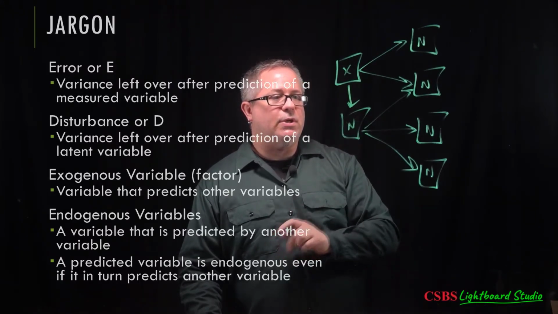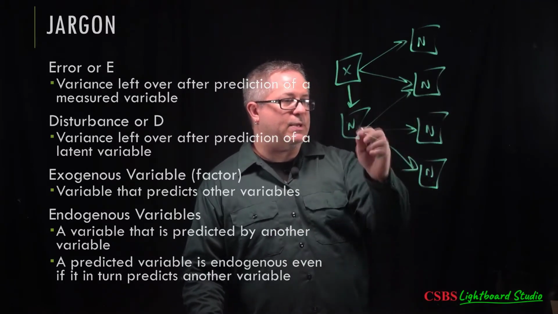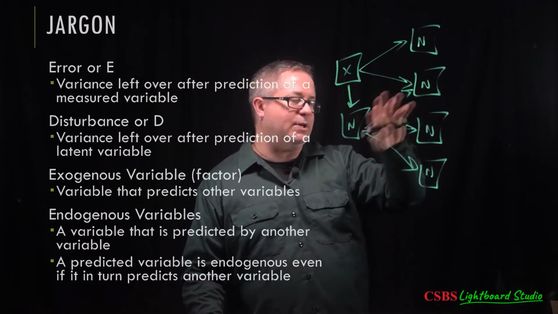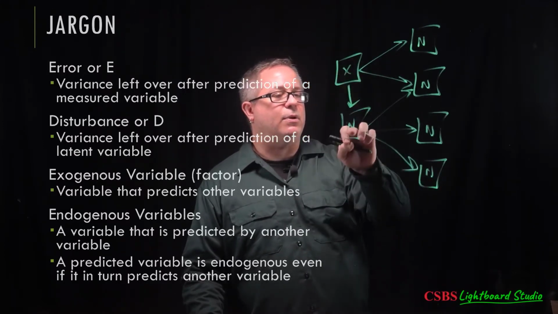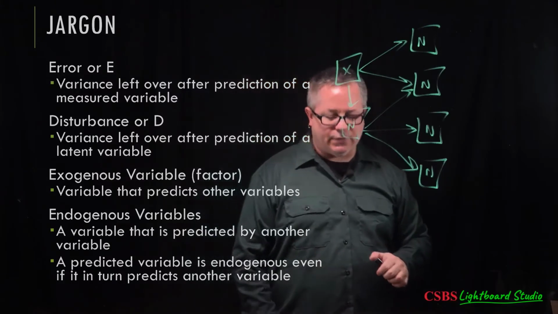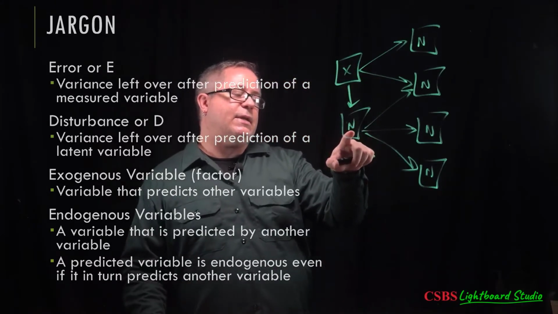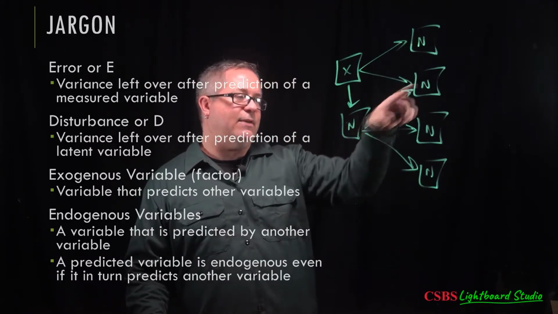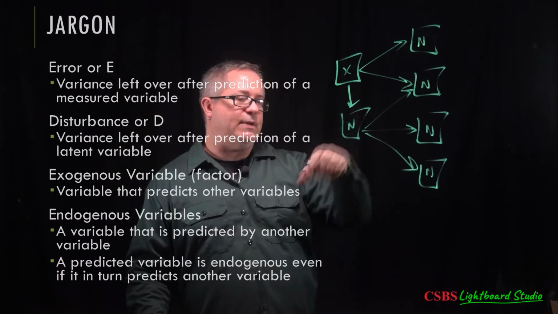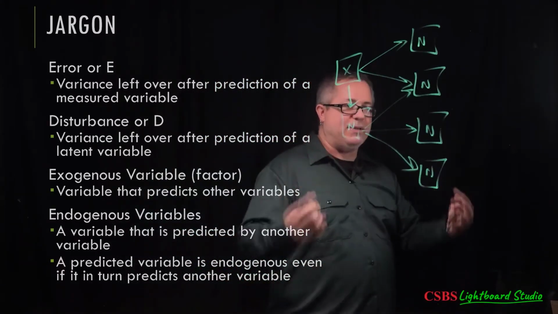So even though it is turning around and influencing other things, as soon as it becomes dependent on this one, it's no longer exogenous alone. It is considered endogenous. Even though it's technically working as both a DV and an IV, once it becomes a DV, it can't be considered an IV anymore. Once it's dependent, it can no longer be considered independent.